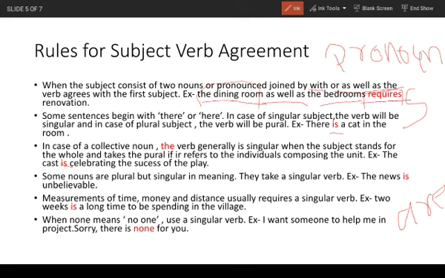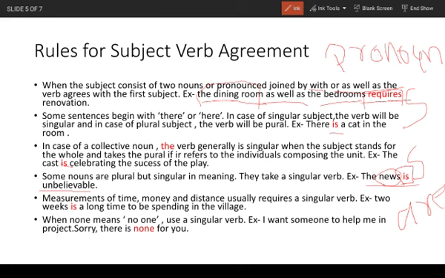Some nouns are plural but singular in meaning. They take a singular verb. Means there are some nouns that are plural in form but singular in meaning. Like news. So news looks plural but its meaning is singular. The news is unbelievable. So we have used is here because the news is a plural noun but singular in meaning.